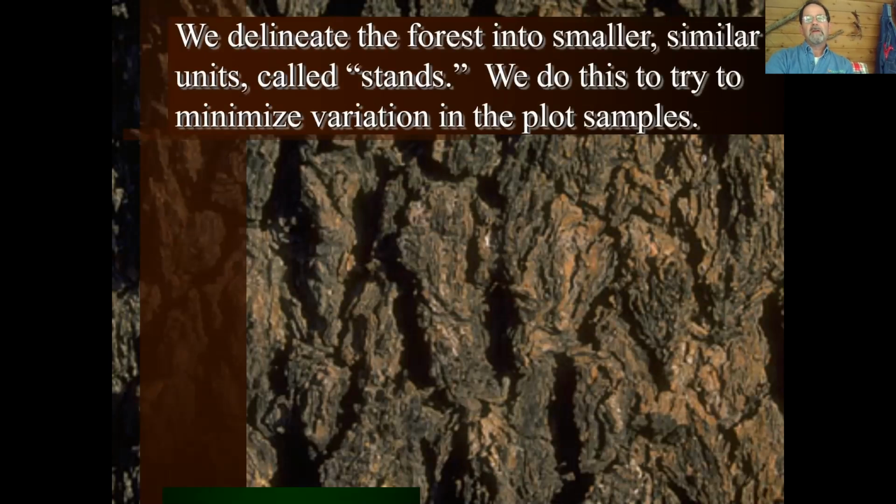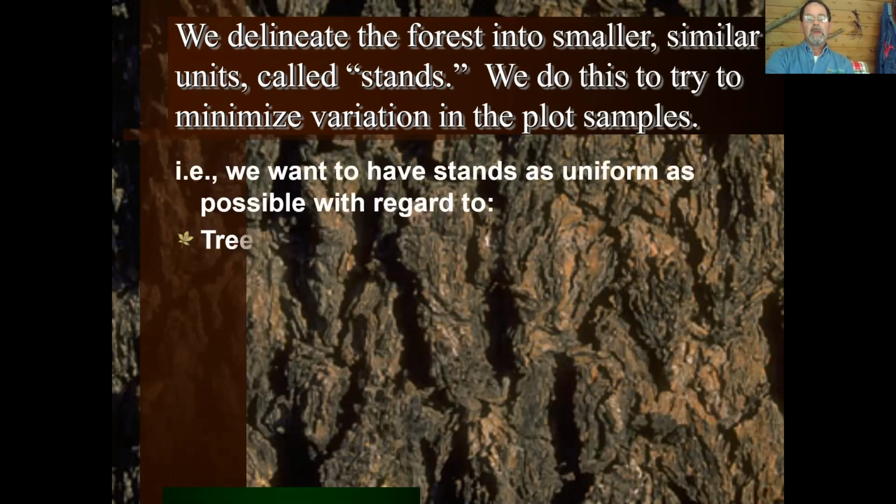We delineate a forest into smaller, similar units, and these units are called stands. And we do this to try to minimize the variation in our plot samples. So if we're going to take plot samples, we want the stand to be as uniform as possible with regard to tree species. We don't want to mix our pine stands in with our hardwood stands, for instance. We delineate the stands in terms of the age of the stand and also the site quality. Upland versus bottomland, perhaps, is how we might delineate the stand.